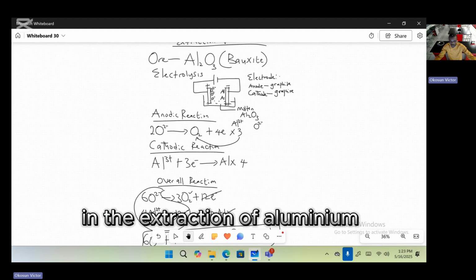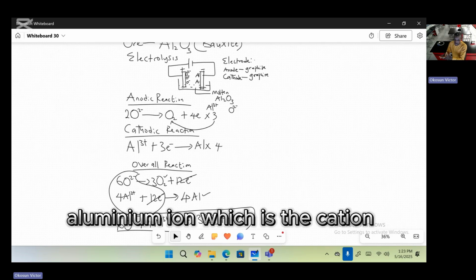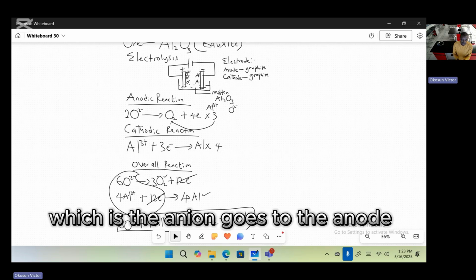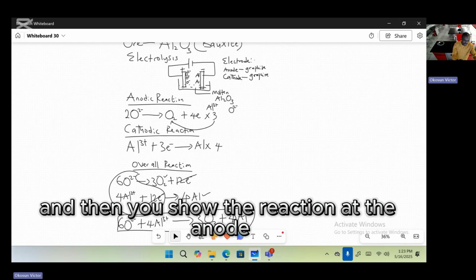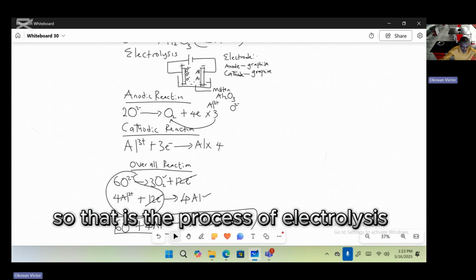So in the extraction of aluminium, let me bring all this together. In the extraction of aluminium, we use electrolysis. After electrolysis, aluminium, which is the cation, goes to the cathode. Oxygen, which is the anion, goes to the anode. And then you show the reaction at the anode, show the reaction at the cathode, and then show your overall reaction. So that is the process of electrolysis.